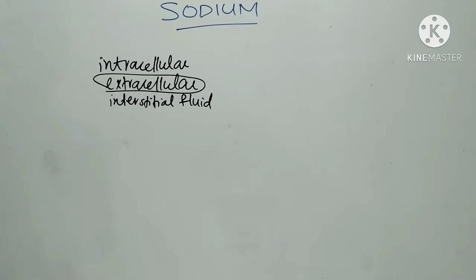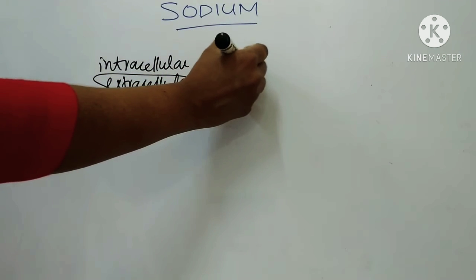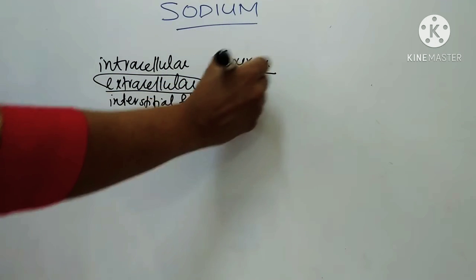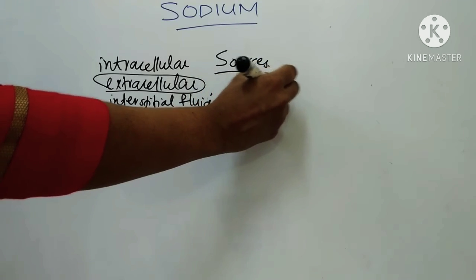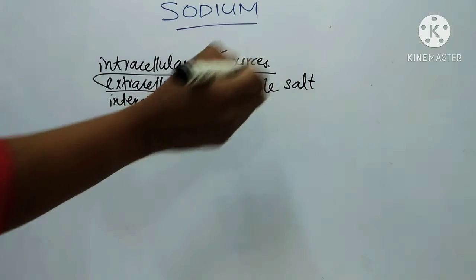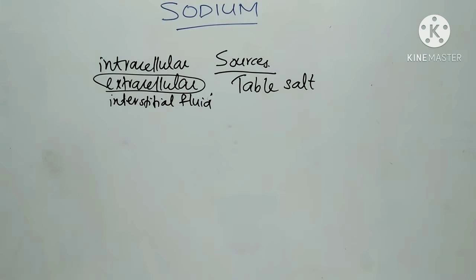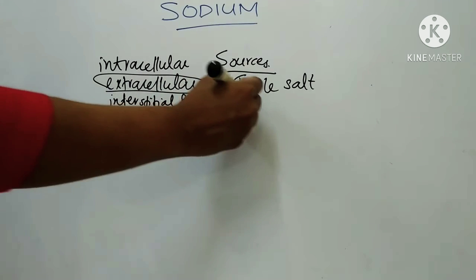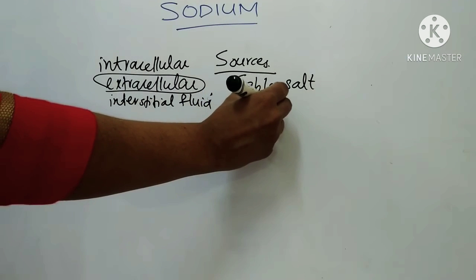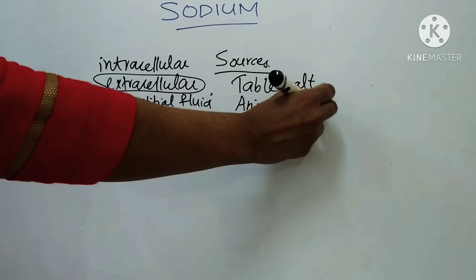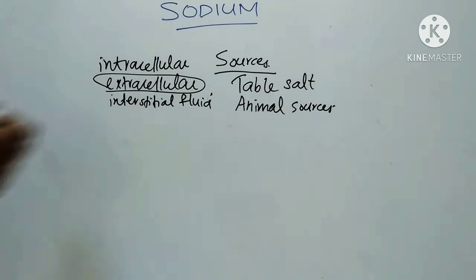Coming to the sources of sodium. Table salt is the major source. Sodium is widely distributed in food material. It is more in animal sources. It is also found in cheese, butter and cocoa.